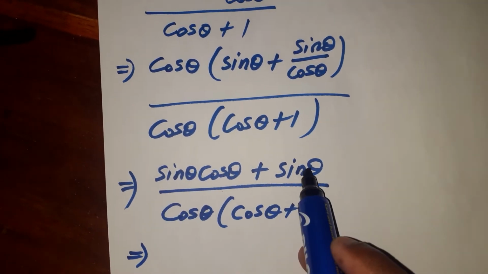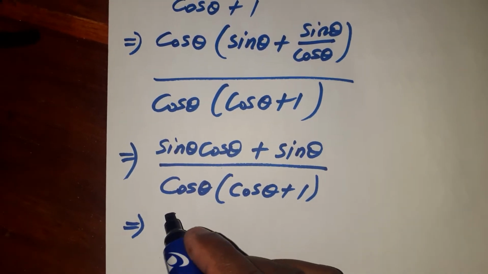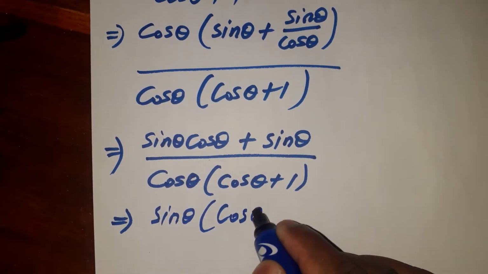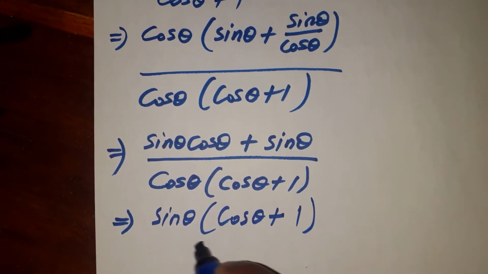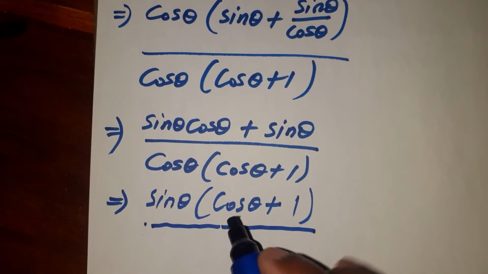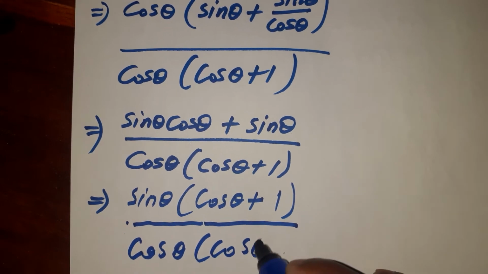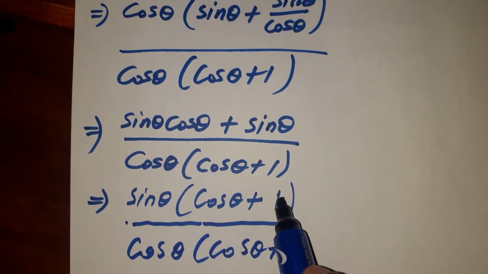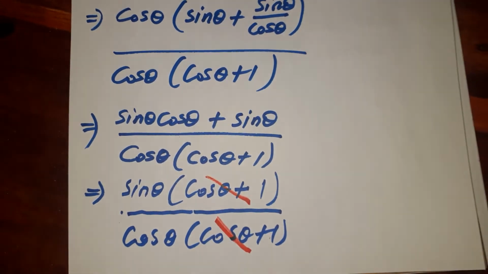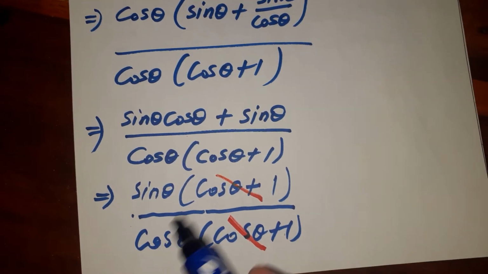We have sine theta, we have sine theta, so we can take that as a common factor, and then we have sine theta outside the bracket, and inside we have cosine theta plus 1, over the denominator, cosine theta times (cosine theta plus 1). You can see cosine theta plus 1, cosine theta plus 1, these two will cancel. Now what we only have is sine theta over cosine theta.